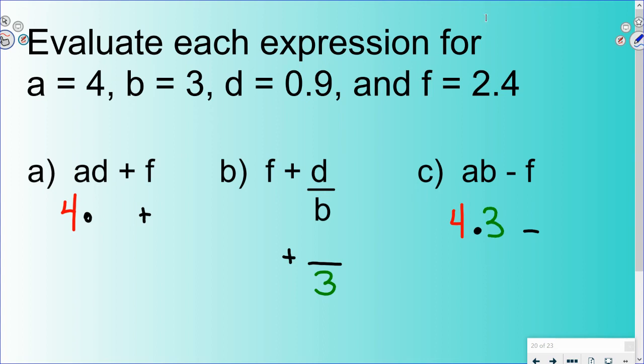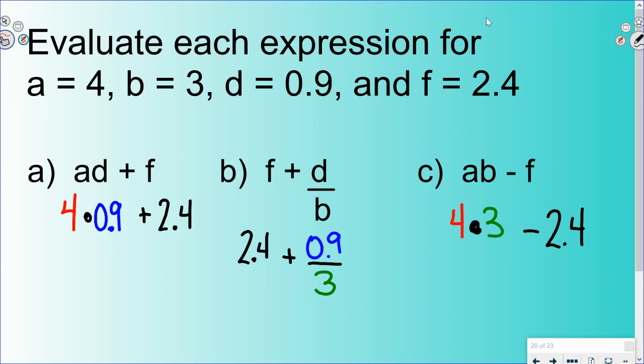Anywhere I see a C, there is no C, Mr. Callan. Anywhere I see a D, I'm going to put 9 tenths. So there's a 9 tenths, there's a 9 tenths. And last but not least, anywhere where you see an F, we're going to put 2 4/10. And again, if you don't see any operator in between two variables, it does mean multiply.